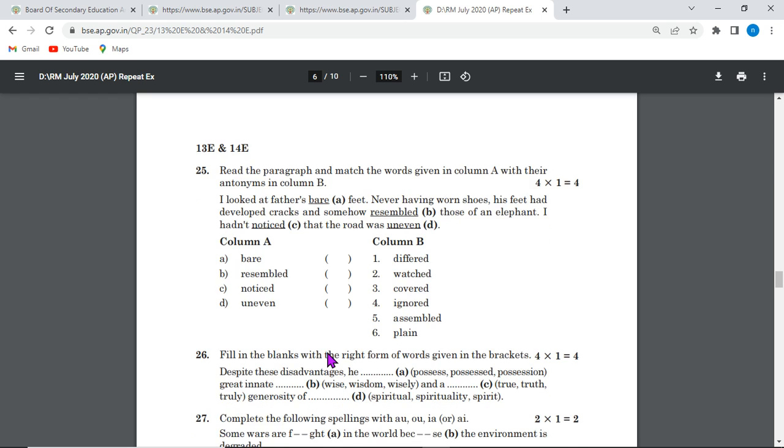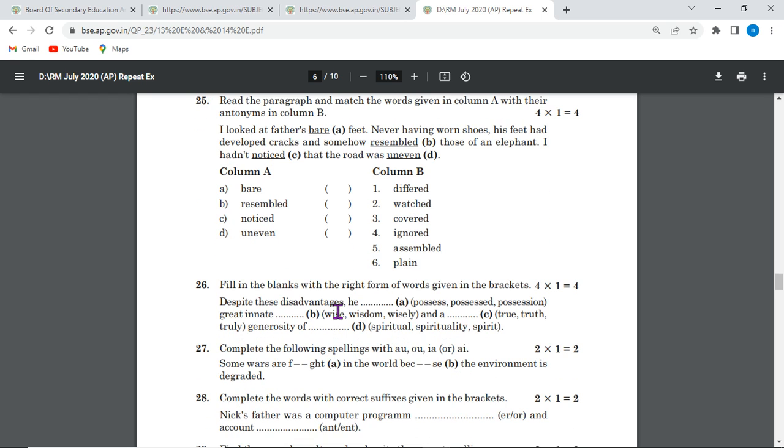So 26th, here the disadvantages. Despite these disadvantages, he possessed great innate wisdom, and a true generosity of spirituality. 27th. Some wars are fought, F-O-U-G-H-T, because, C-A-U, because the environment is degraded.